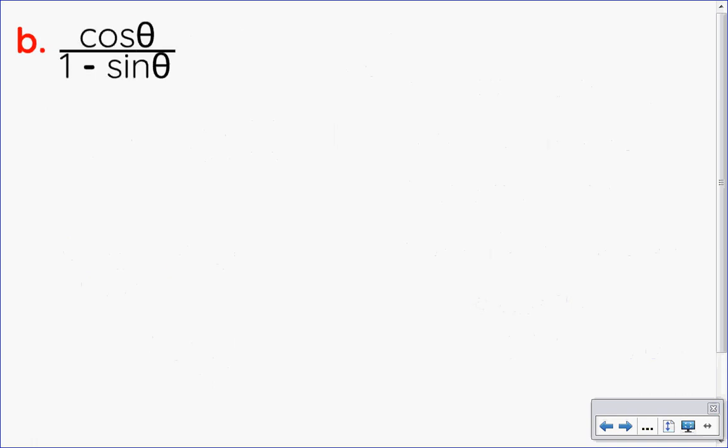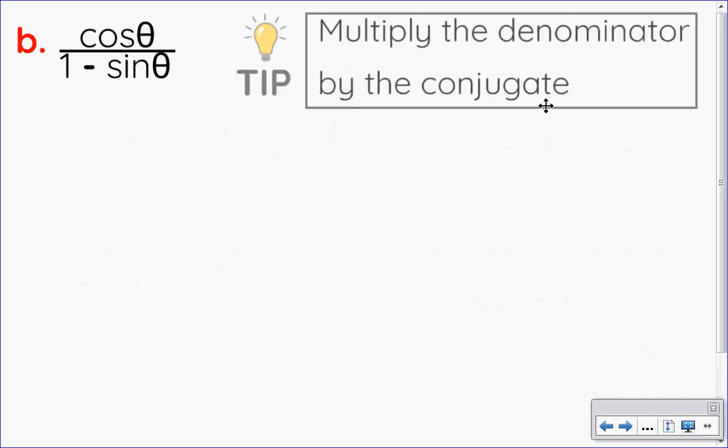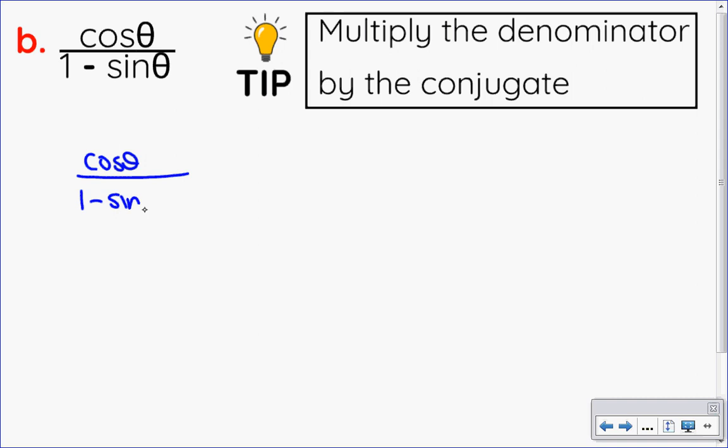Let's try another one. This one here I have cos over 1 minus sine. So it doesn't look like there's a lot to do because it's already in terms of sine and cosine. There's nothing on the formula sheet that can help you. So this is one of those examples where you can multiply the denominator by a conjugate just to see, is this going to create a new look to my fraction that might help me.